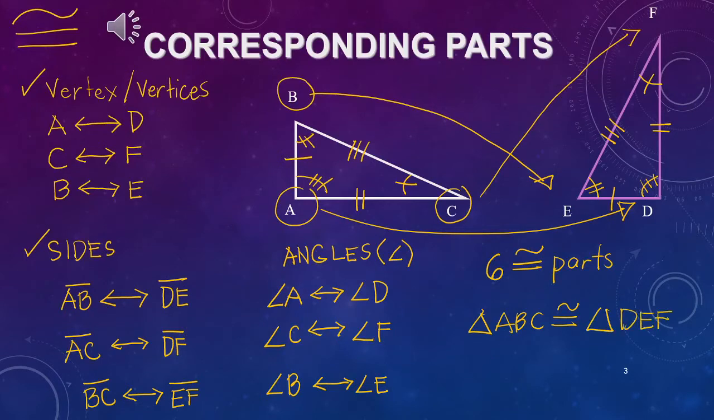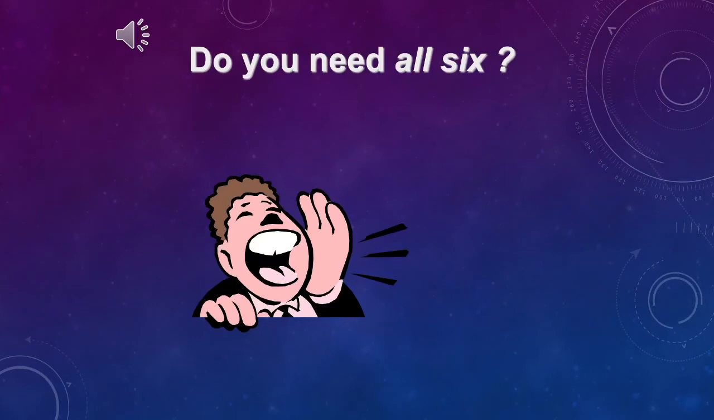So this is now the concept of congruence. You need to have 6 congruent parts. This is simply the basic concept of congruence. If you have 6 congruent parts, meaning the 3 sides are congruent and the 3 angles are congruent, therefore the 2 triangles are congruent.